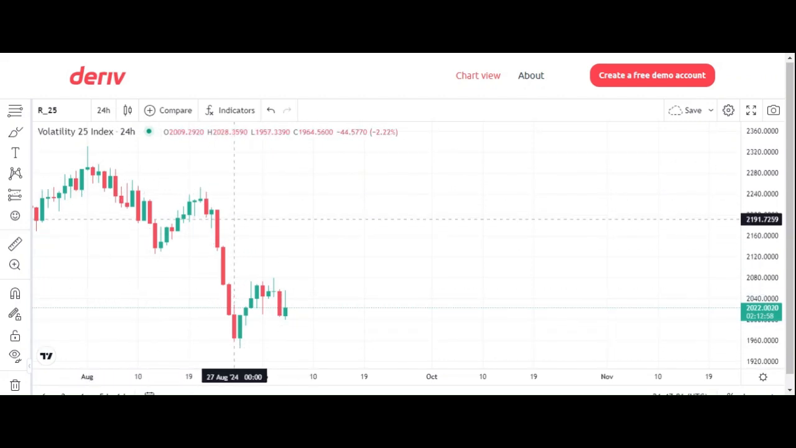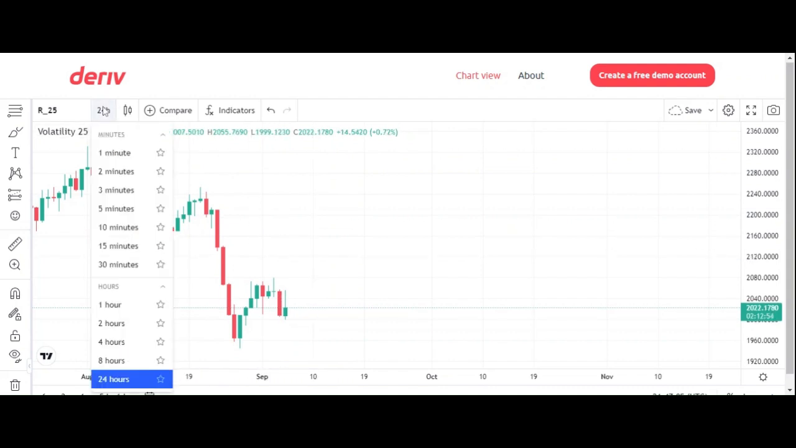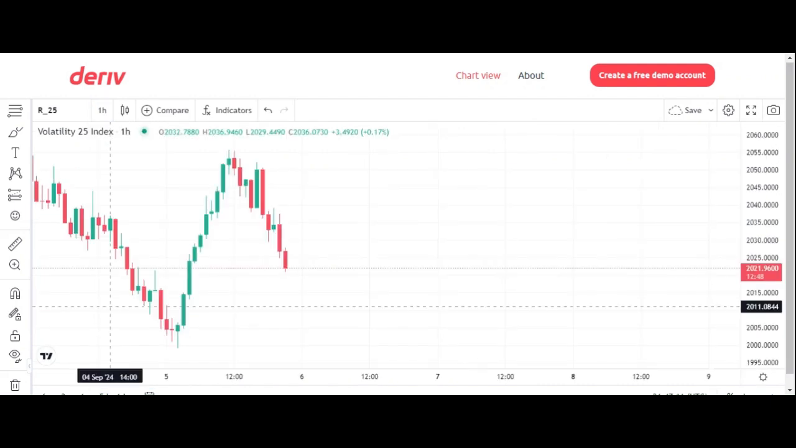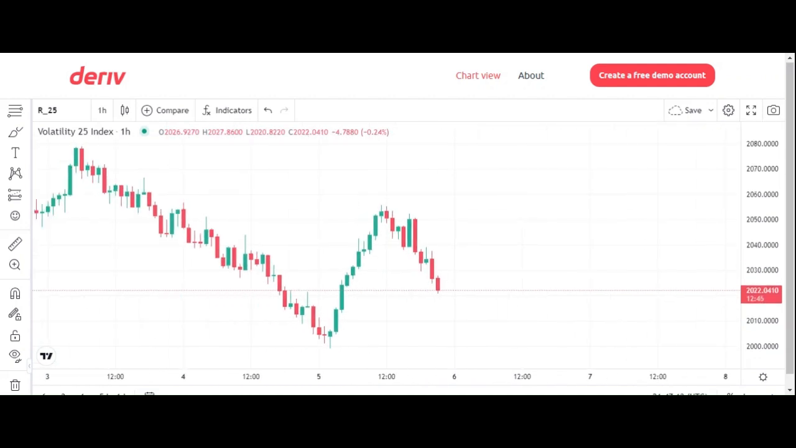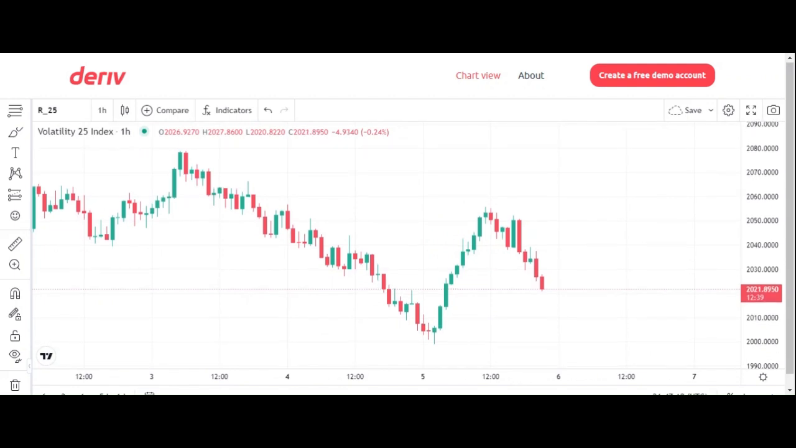We'll be working with the 1-hour time frame today. This provides a good balance between short-term price fluctuations and longer-term trends. Why choose the 1-hour time frame? The 1-hour time frame offers a compelling balance between short-term price fluctuations and longer-term trends.